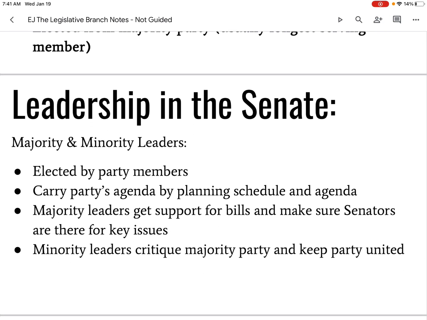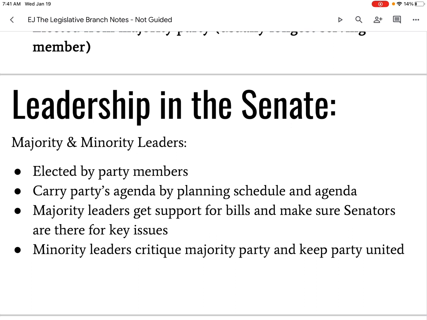Okay, after the vice president and president pro tempore, we also got minority and majority party leaders in the Senate, okay? And the majority leader would come out of that majority party. Currently, it is the Democrats, and minority party leaders come out of the minority parties. Currently, it's Republicans. It can flip the moment we elect new senators. These leaders are elected by their party members, and they basically make sure they're carrying out their party's agenda and making sure they're scheduling things, okay? Majority leaders get support for bills and make sure that those bills are actually getting passed because they got the majority. They can get things passed a little bit easier.